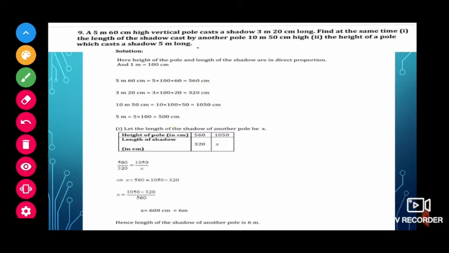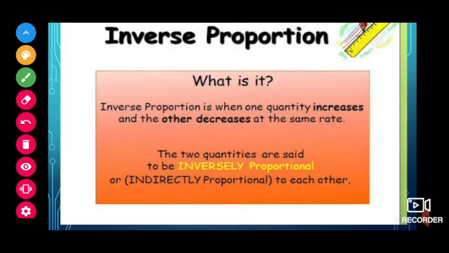Next, children, inverse proportion. What is meant by inverse means it's just the reciprocal of the direct. Direct means one quantity is increasing, one more quantity should also increase in the same ratio. Now, if one quantity is increasing, one more quantity will decrease in the same ratio. The ratio should be the same. It should not be uneven. Then we will call it an inverse proportion.